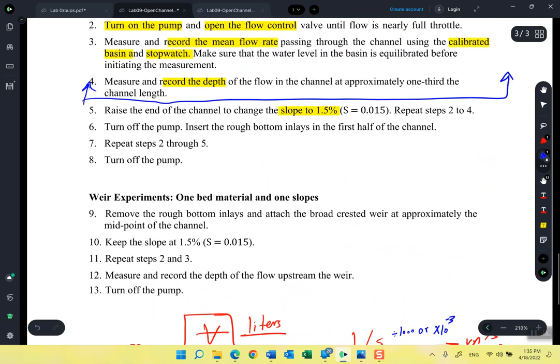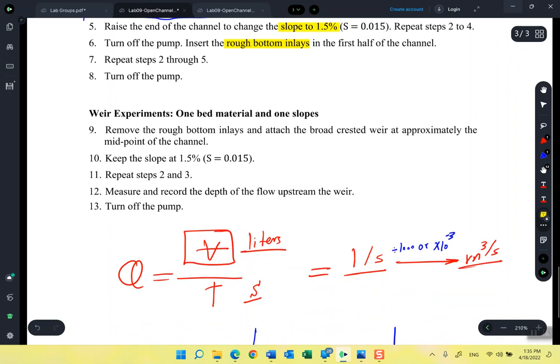So to do this, we are going to use a rough surface. Yeah, here. We are going to insert rough bottom tiles and do the same procedures again 2 times, so it will be 4 trials in total. After doing this, you will be done with the first experiment.